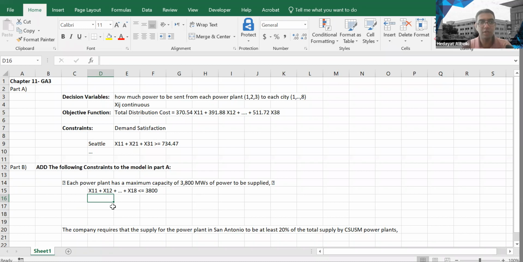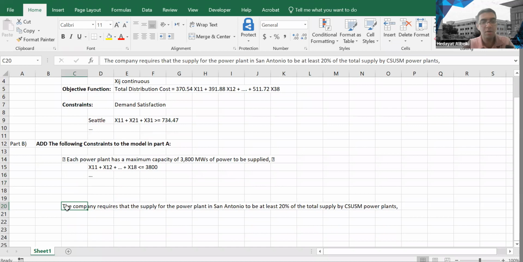And then same thing for the other one, X21 plus X22 plus ... X28 less than or equal to 3,800. I'm just going to put ... here. And then X31, X32, ... X38 less than or equal to 3,800. So just keep doing this for all 3 of the power plants.